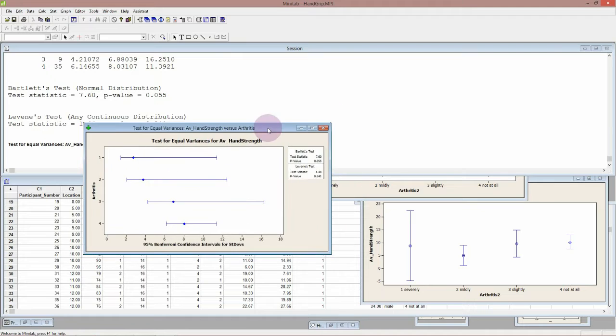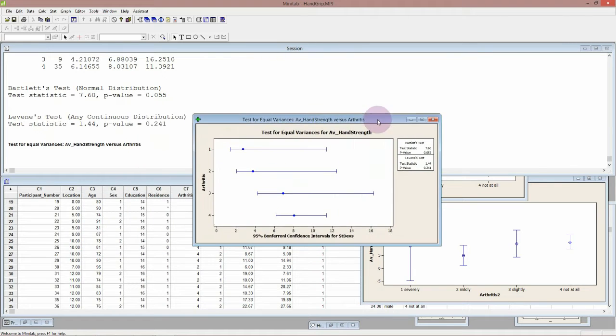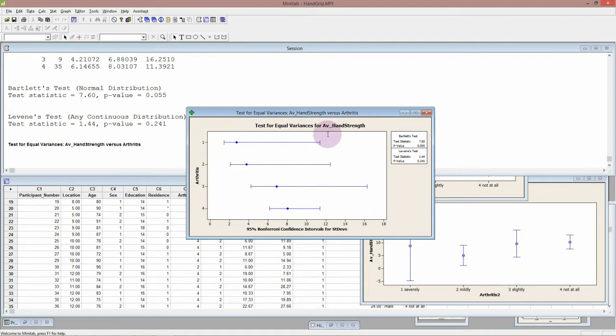Okay. So this is what I love about Minitab. This output is just so easy to read. We've got a nice plot here showing us the estimate of the variance in each of the groups with the 95% confidence interval. Then over on the side, we've got two versions of the test for equal variances. Now we're just going to use Levene's test, which is the bottom box here.